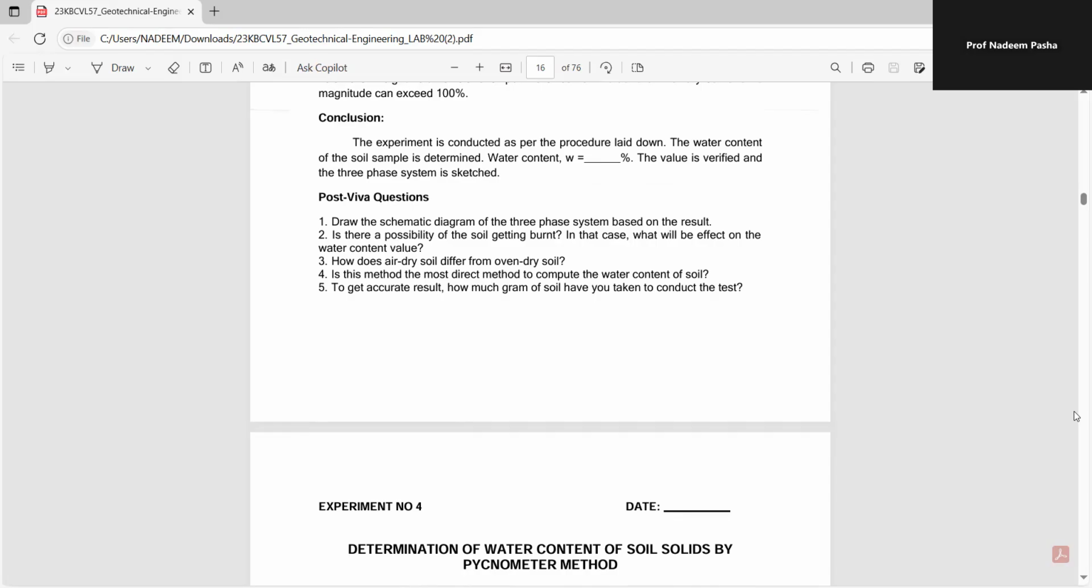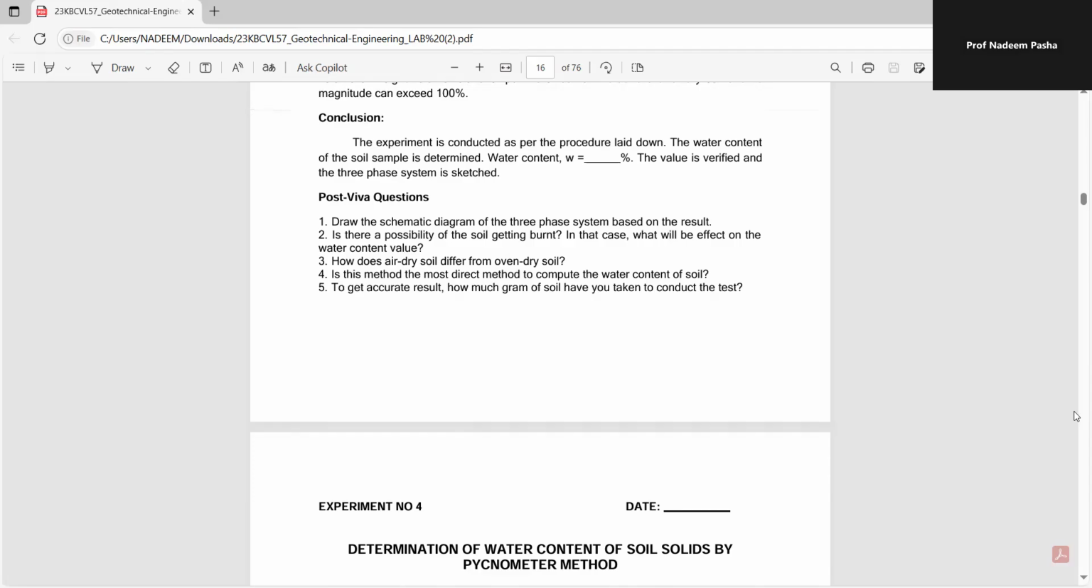Is there any possibility of the soil getting burnt? In that case, what will be the effect on water content? The water content value will change. It will decrease suddenly. How does an air dried soil sample differ from oven dry? In an air dried sample, the environment is open to atmosphere, so it will have an adverse effect. Whereas in an oven dry sample, the environment is closed in an oven.